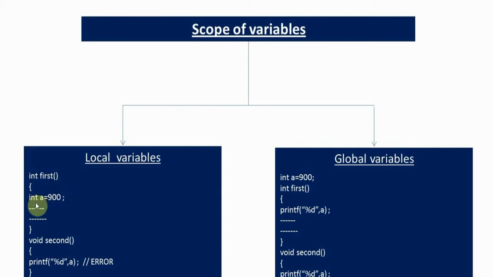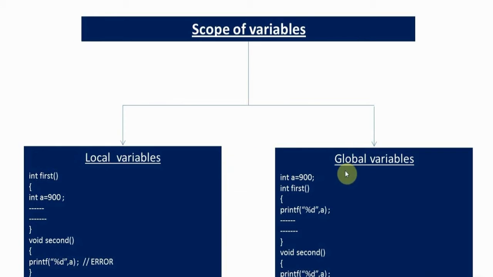Now if I try to access this variable a in some other function, like in function second, it is going to give me error message. In the comments I have shown error, because at this place I won't be in a position to access this variable a. Why? Because a was declared within the body of the function first, so it will be considered to be local only to this function first. So that means it cannot be accessed by other functions. So these are local variables.